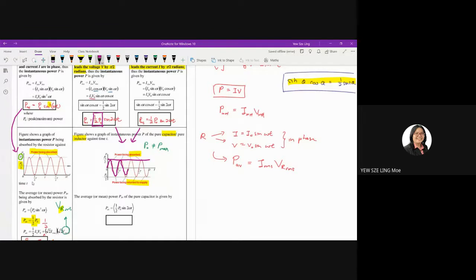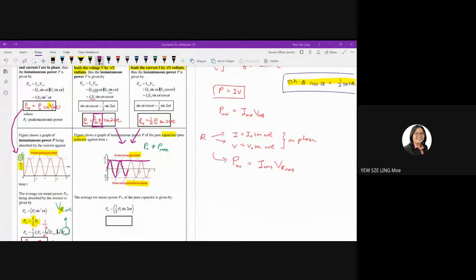Unlike your resistor, which receives and then uses it up, receives and then uses it to do work, when it comes to a pure capacitor and pure inductor, what is happening is it just takes the energy and stores it. It stores the energy in the capacitor and also in the inductor, and after that, it gives it back to the supply when you need it. It releases it back.